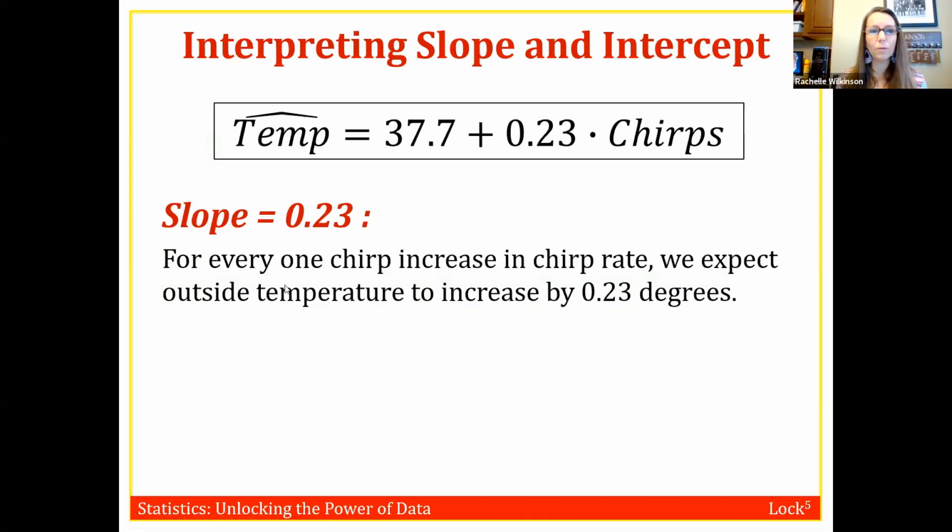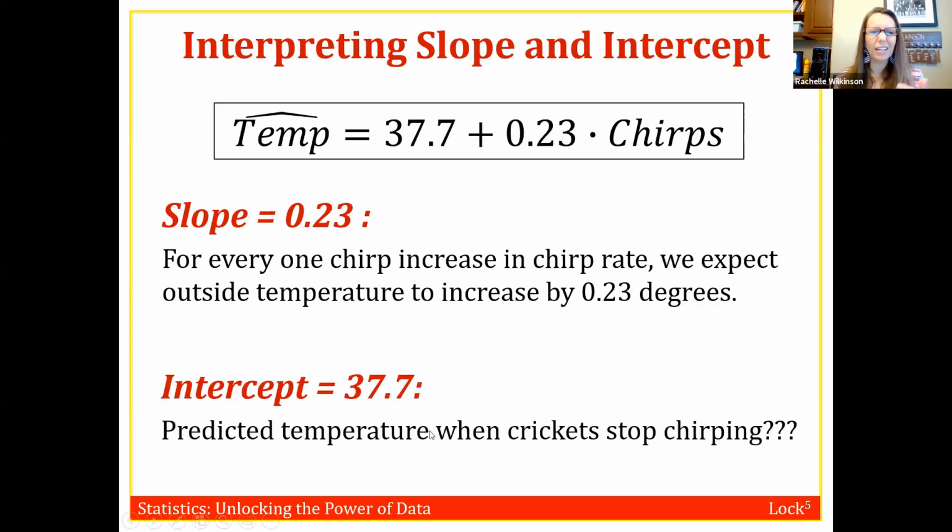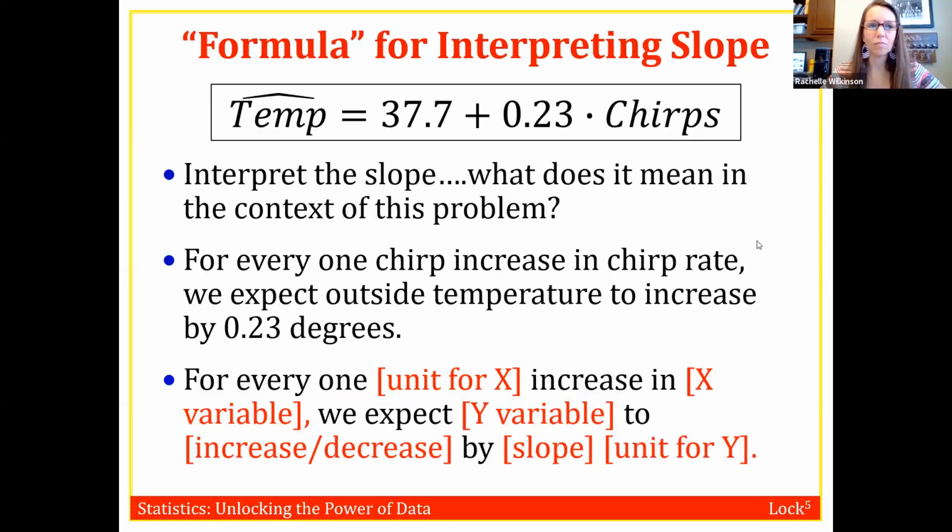Okay, so slope, to interpret that, what that slope equals 0.23 means is for every 1 chirp increase in chirp rate, we expect the outside temperature to increase by 0.23 degrees. All right, and I also have the intercept on here, but again, the intercept was kind of meaningless in the context of the problem here, just because we really don't know what happens when the crickets stop chirping. So thinking about a chirp rate of 0 doesn't really apply in this case.